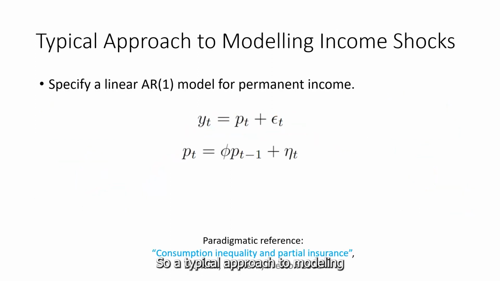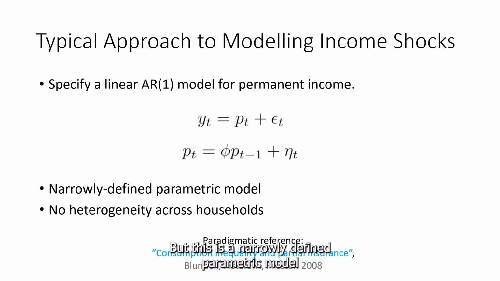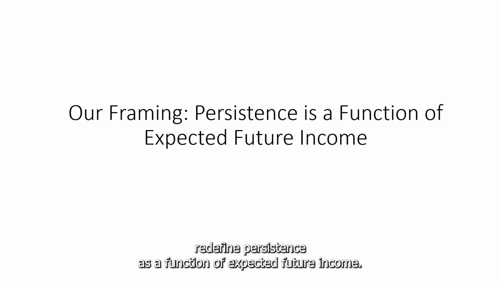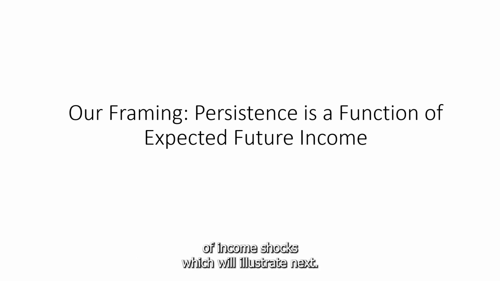So a typical approach to modeling income shocks is to specify a parametric linear AR1 model for permanent income. So you split income into a permanent component and a temporary component. But this is a narrowly defined parametric model, and there's no heterogeneity across households. So we take a different framing. We define persistence as a function of expected future income. This gives us a non-parametric definition of income shocks, which we'll illustrate next.